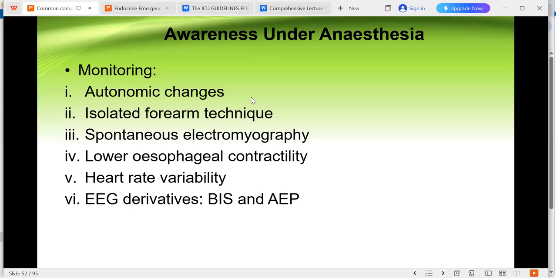Heart rate variability, we talked about the EEG derivatives, your bispectral index score, or your auditory evoked potentials. In fact, auditory evoked potential is the evoked potential that is readily used, especially in monitoring awareness. So if you're in an exam and you are asked how do you monitor depth of anesthesia, you just need to mention some of these things and make sure you're able to describe isolated forearm technique, lower esophageal contractility, your bispectral index score, and your auditory evoked potential. All right, these are very crucial.